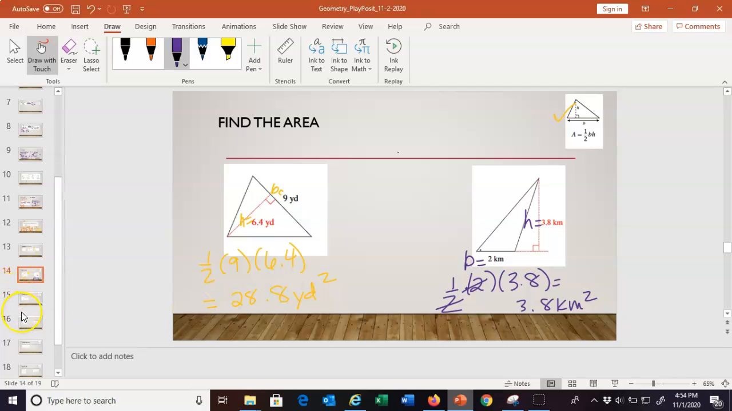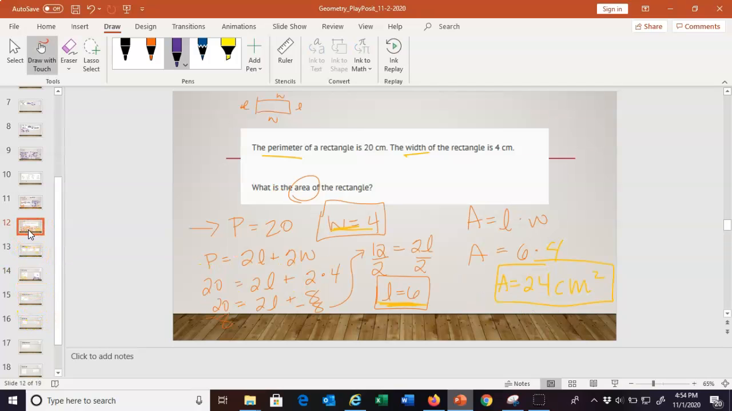A lot of these are pretty straightforward. You're kind of just plugging in the information you're given. This one was a little more complicated, right? Because we kind of had to work backwards.